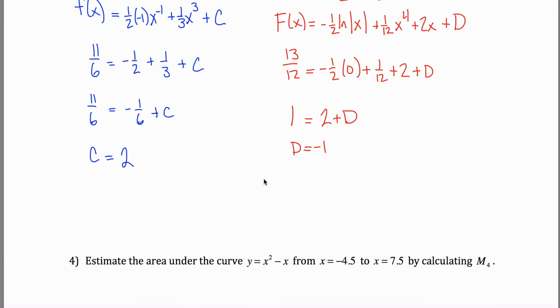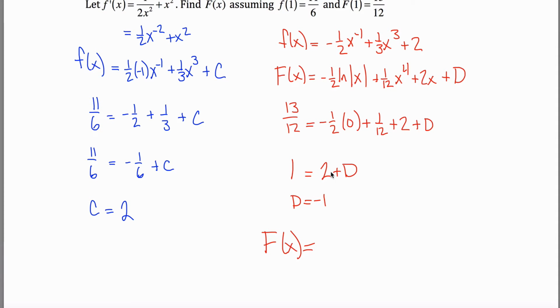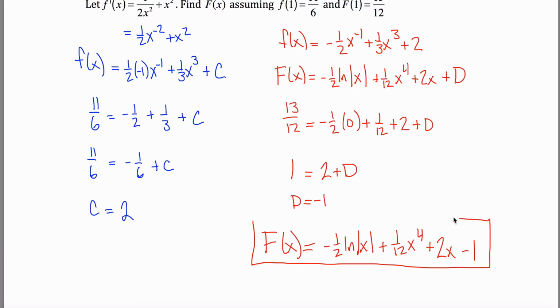And my antiderivative, f of x, would be, let's just copy this thing, negative 1/2 natural log absolute x plus 1/12 x to the fourth power, or x to the fourth over 12 if you prefer, plus 2x minus 1 for d. And finally, that takes me to the last problem here.